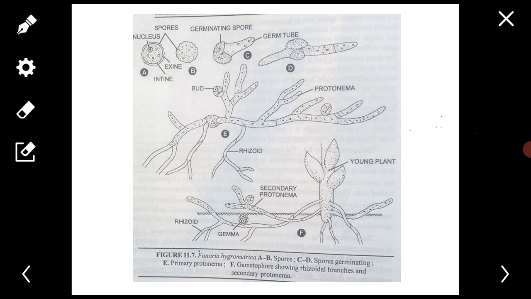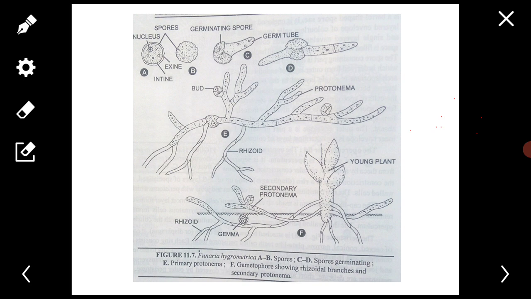Next, gemmae-like structures have also been reported to occur in subterranean rhizoids, which are present underground in the soil. From these subterranean rhizoids, gemmae-like structures are sometimes produced. This has been reported, and these are termed the tubers. And these tubers behave like gemmae and grow into new plants.